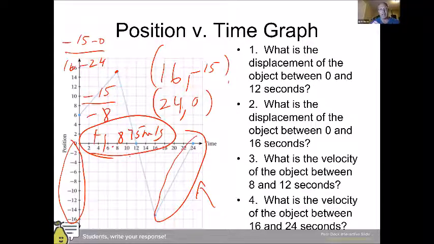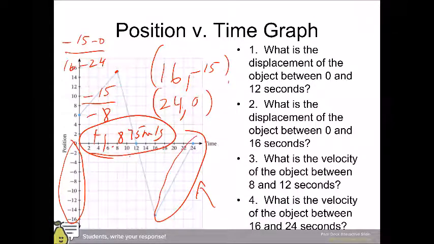And again, that means we're moving which way? Somebody unmute and tell me. Which way are we going if our velocity is positive? Positive. Oh, right. To the right. Or if we're going vertically, it would be up. All right, so that's position time graphs. Any questions on those?